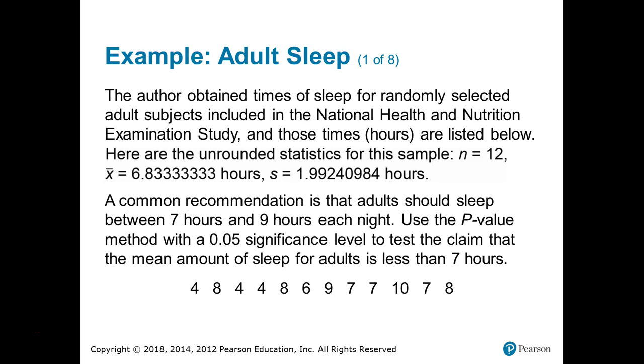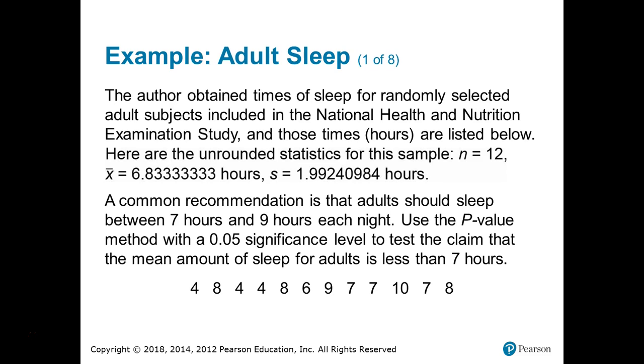So let's look at an example. The author obtained times of sleep for randomly selected adult subjects included in a study. Here are the unrounded statistics for the sample. We have n equals 12, so 12 people. X bar equaled 6.8333 repeating. S equaled 1.99240984 hours. That's our sample standard deviation.